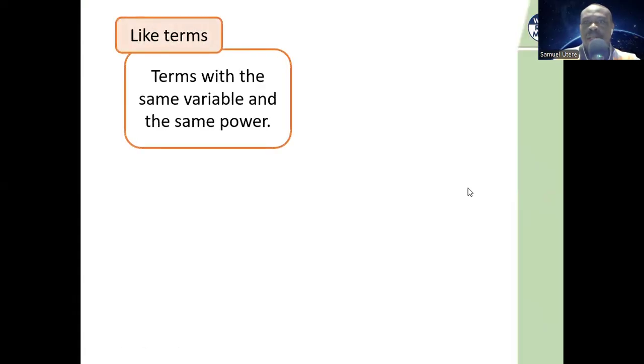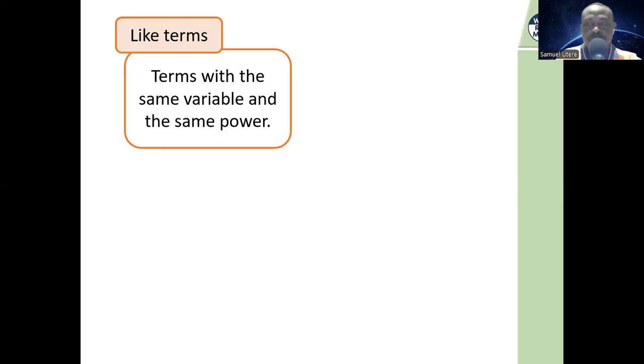So, what are like terms? It's important you understand the meaning of some of these words in maths when we use them. Like terms are algebraic terms with the same variable, and you now know what variable means. So, the same letter and the same power. Power is the little number you write on top of the letter.